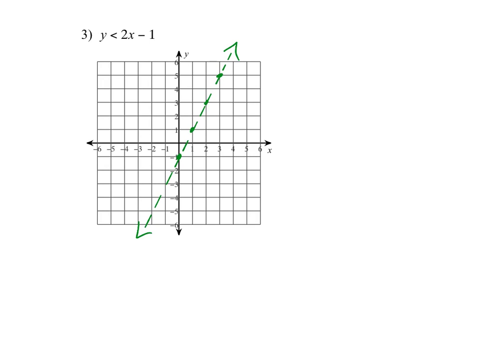Now I'm going to do exactly the same. I'm going to test the point 0, 0. So 0 less than 2 times 0 minus 1. This is 0, so 0 less than negative 1. Again, this is false. So that means I'm shading to the opposite side. So I'm shading over here.